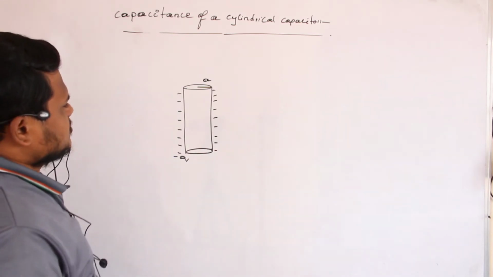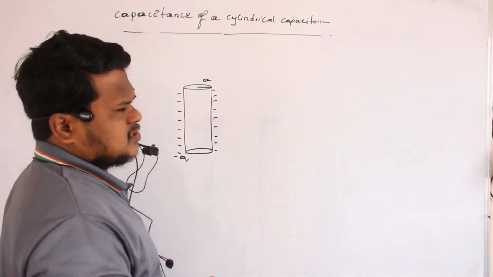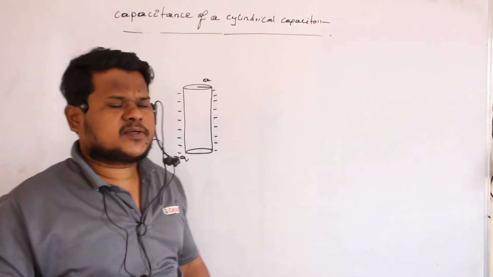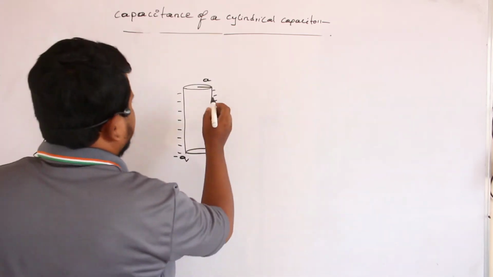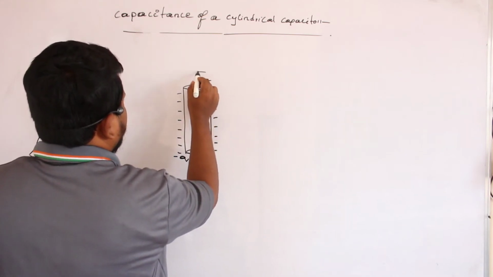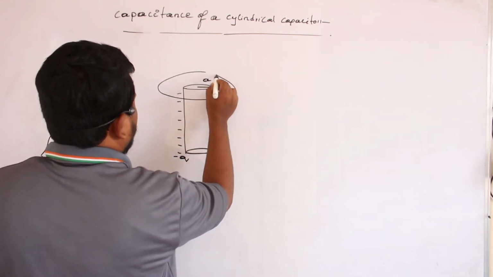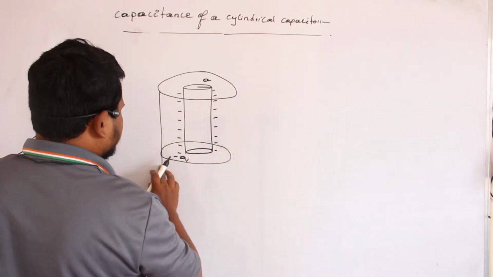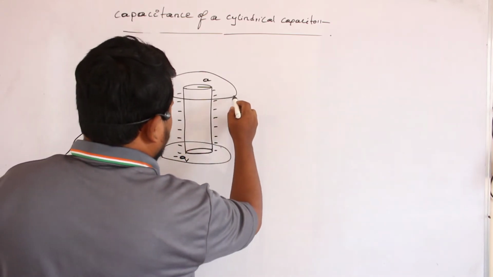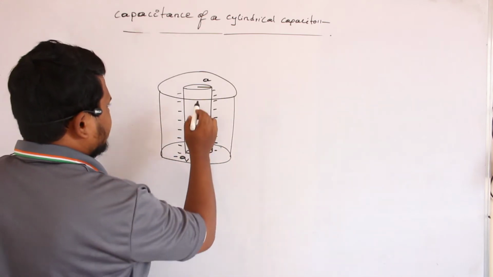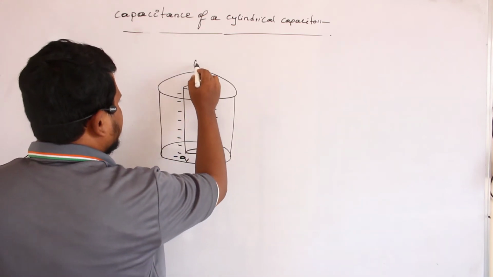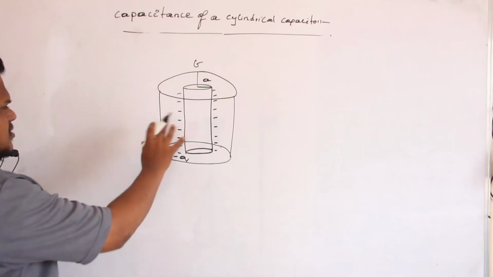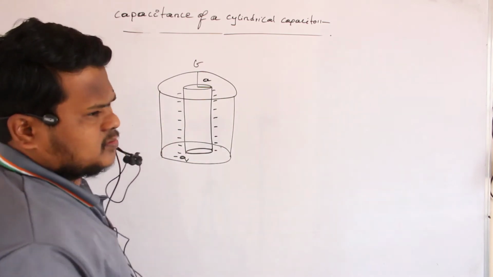Okay. So if I insert this charged small cylinder of radius A into a bigger cylinder whose radius is B. So I am inserting this one into a bigger cylinder, whose radius, if the inner radius is A, let it be B. Clear? So this is also a metallic hollow cylinder.